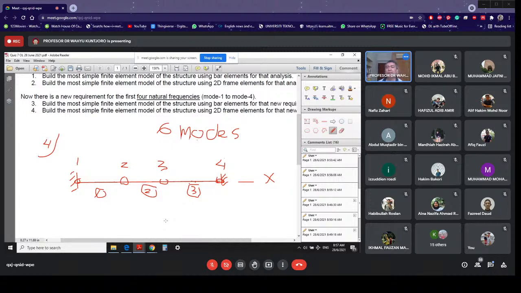And of course, if you need 4 modes, then you can have the mode number 1, 2, 3, and 4. You don't need the mode 5 and 6, but you still can get the answer for the mode 5 and 6, meaning you can still also have your natural frequency number 5 and 6. But what you need, of course, is only 4. But that is going to be the simplest finite element model.